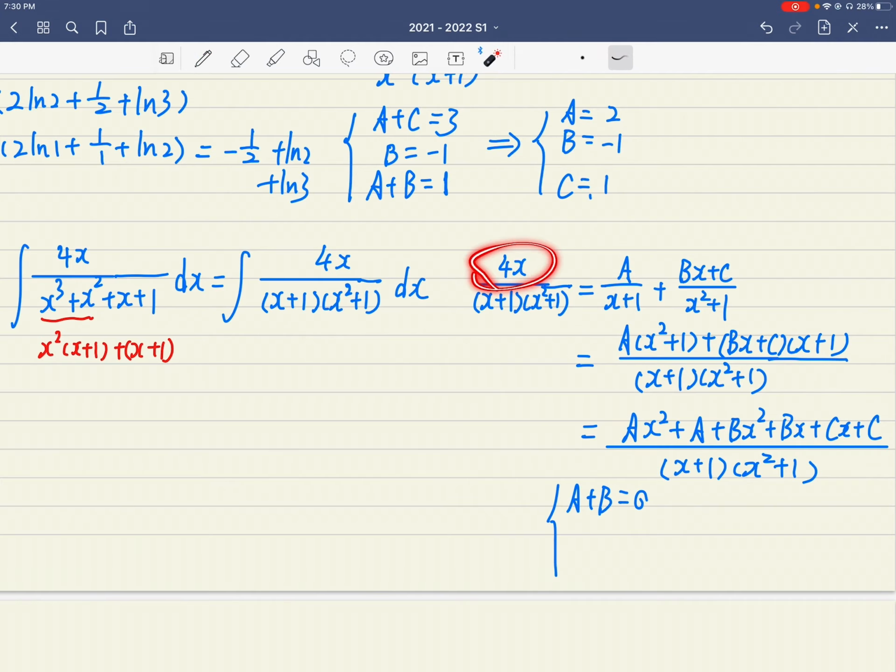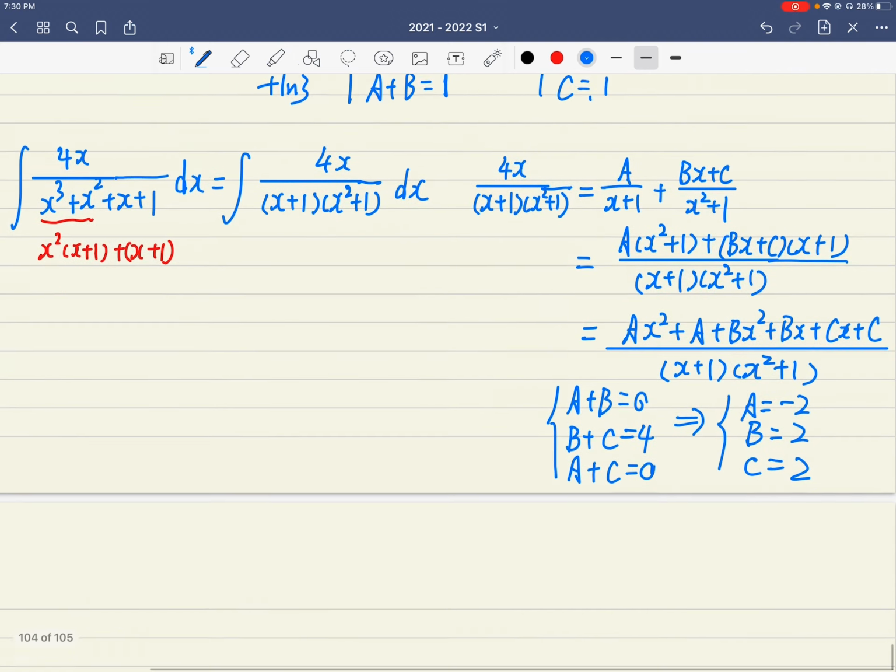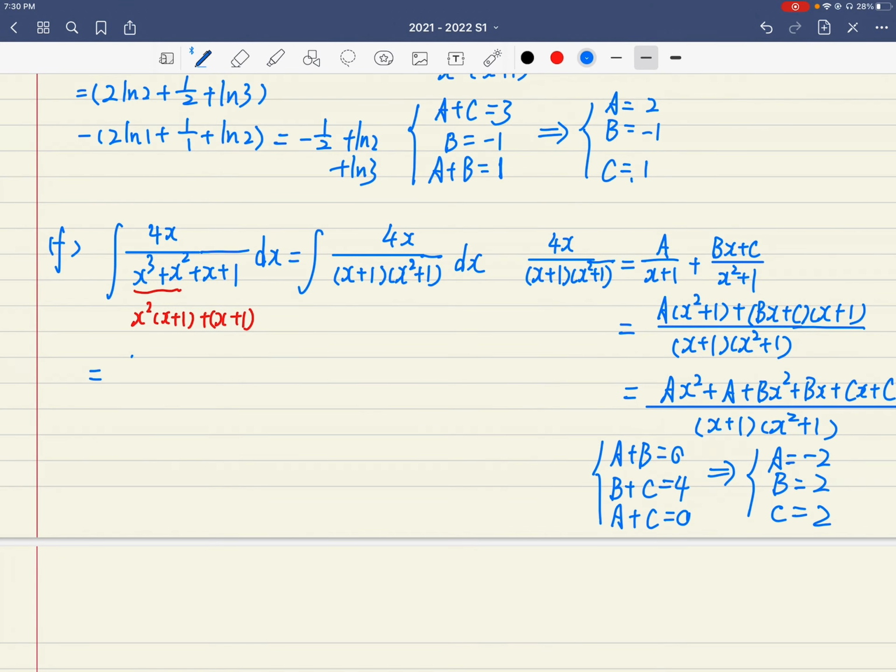And what's the coefficient for x? It is 4. So here it's bx plus cx, it's 4x. So b plus c is 4. And then here the constant, there's no constant, so a plus c must be 0. Again, you solve it. It's just a is -2, b is 2, c is 2. So that's why you can write down this integration as a over x plus 1 plus bx plus c over x squared plus 1, dx.